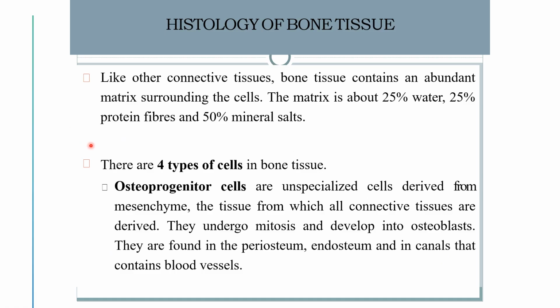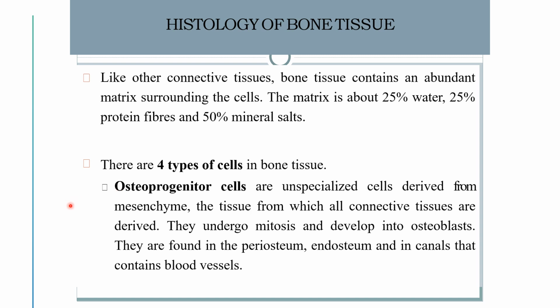If we look at the histology of bone, like other connective tissues, it contains abundant matrix surrounding the cells. The matrix is about 25% water, 25% protein fibers, and 50% mineral salts. And there are 4 types of cells in the bone tissue: osteoprogenitor cells, osteoblasts, osteoclasts, and osteocytes.